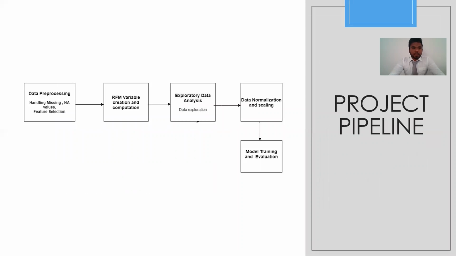So this is the project pipeline which I've followed throughout this project. These are the different phases I've implemented throughout my project life cycle. The first phase is data pre-processing, followed by variable creation and computation, exploratory data analysis, data normalization and scaling, and model training and evaluation. I'm going to break it down one by one in the coming slides.